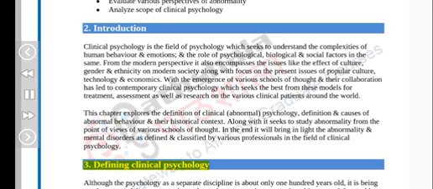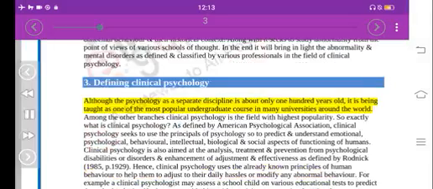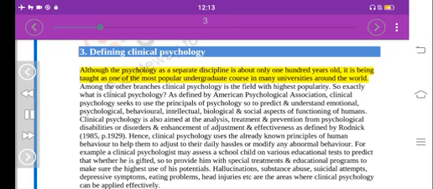3. Defining clinical psychology. Although psychology as a separate discipline is only about 100 years old, it is being taught as one of the most popular undergraduate courses in many universities around the world. Among the other branches, clinical psychology is the field with the highest popularity. So exactly what is clinical psychology?